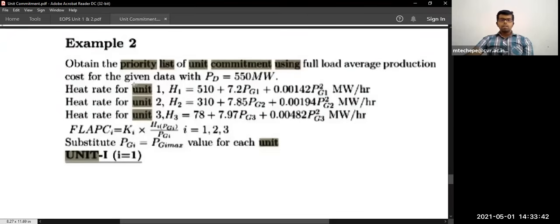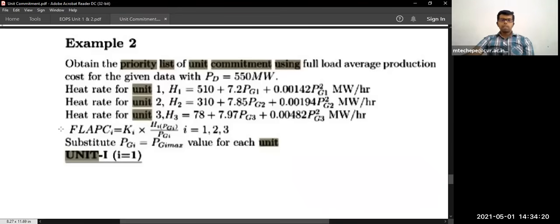The heat rate for unit 1 is given below: H1 is equal to 510 plus 7.2 Pg1 plus 0.00142 Pg1 squared megawatt hour. Then for unit 2, H2 is equal to 310 plus 7.85 Pg2 plus 0.00194 Pg2 squared megawatt per hour. Then unit 3, H3 is equal to 78 plus 7.97 Pg3 plus 0.00482 Pg3 squared megawatt per hour.